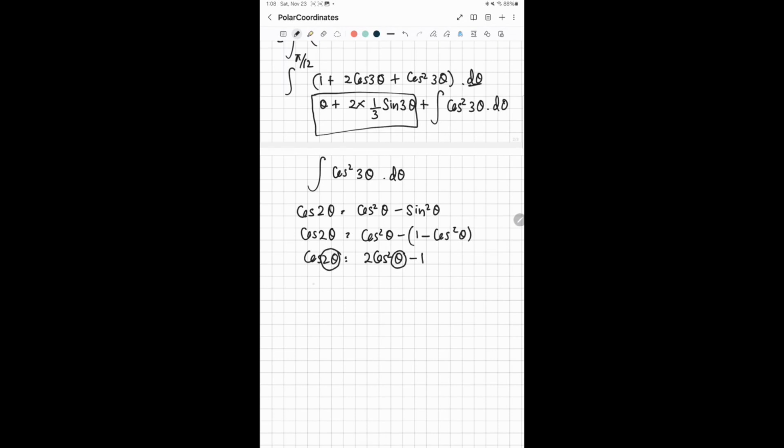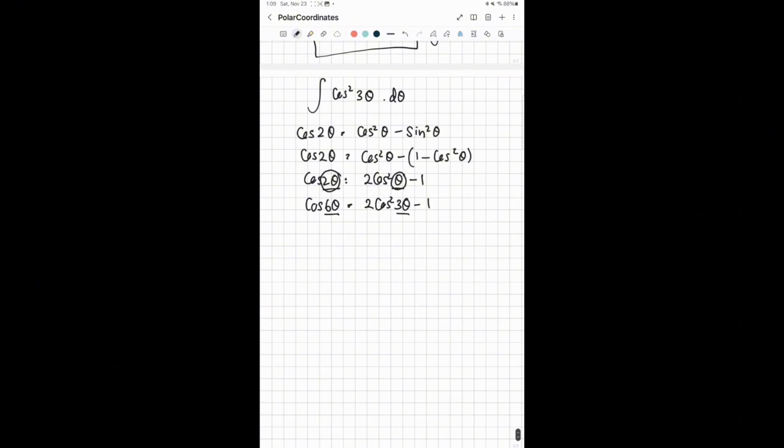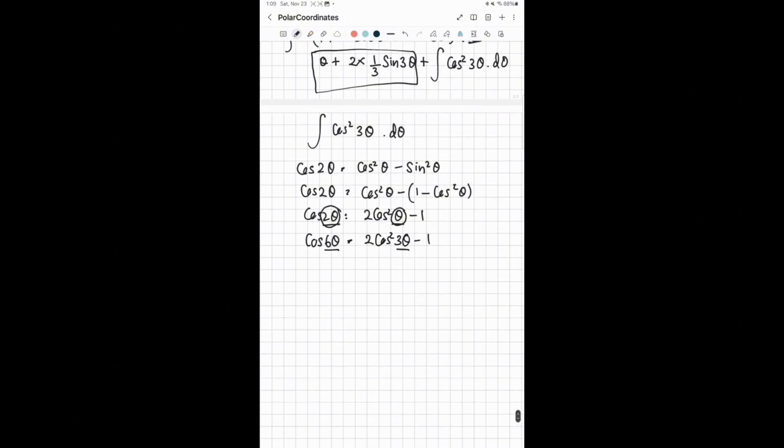So if you look carefully, I can also write cos 6 theta equals 2 cos squared 3 theta minus 1. Same exact thing, just divided by 2. So if it's 2 theta here, it's going to be theta here. If it's 6 theta here, it's going to be 3 theta here. That's how the rule goes. I can show how to prove this later. If anyone has doubts regarding this, just drop a comment and I'll make another video on that.